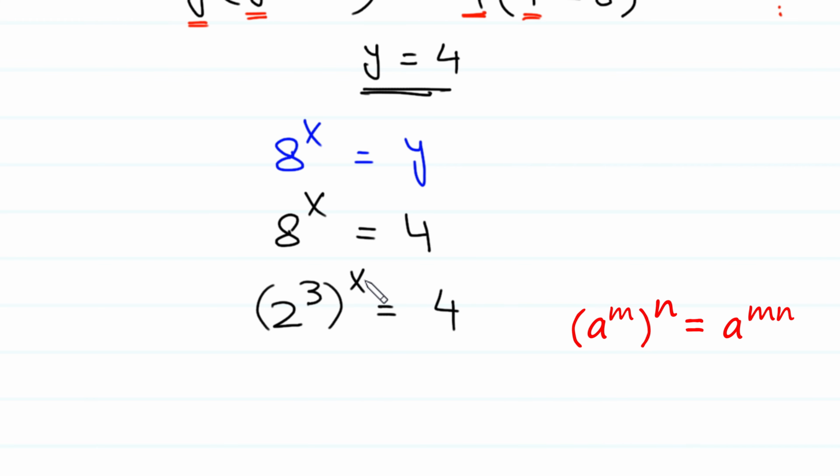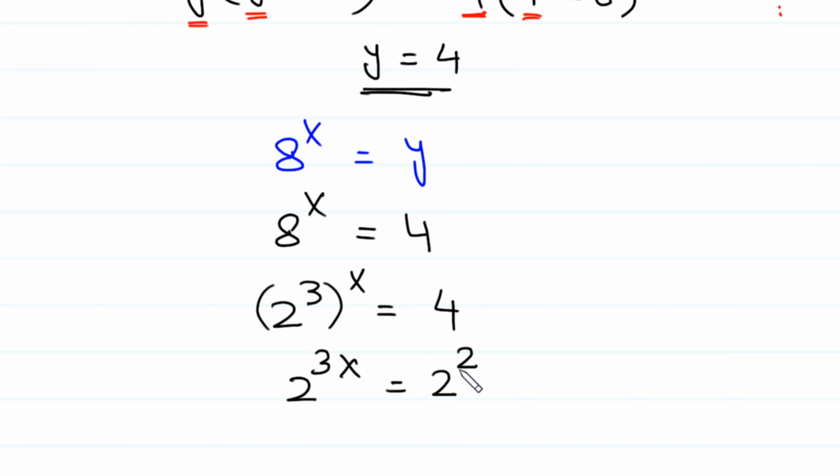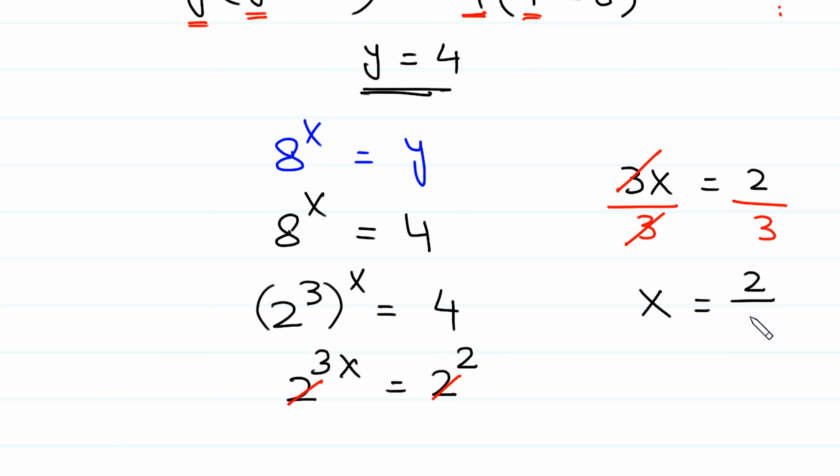This power 3 will be multiplied by this power x. 2 to the power 3x is equal to, this 4 can be written as 2 to the power 2. Now base is same at both sides, so this 2 will be cancelled with this 2, and here left 3x is equal to 2, and we divide both sides by 3. Left side divided by 3, right side divided by 3. This 3 will be cancelled with this 3, and here left x is equal to 2 over 3. So this is the value of x.